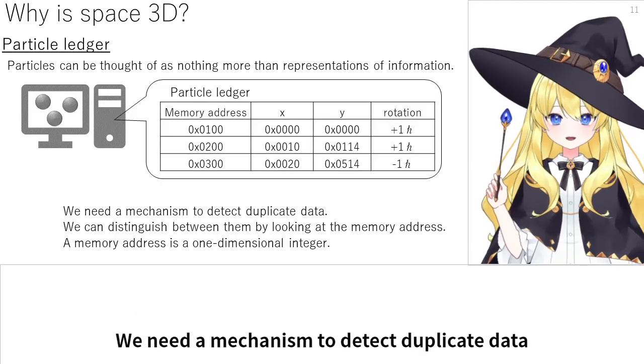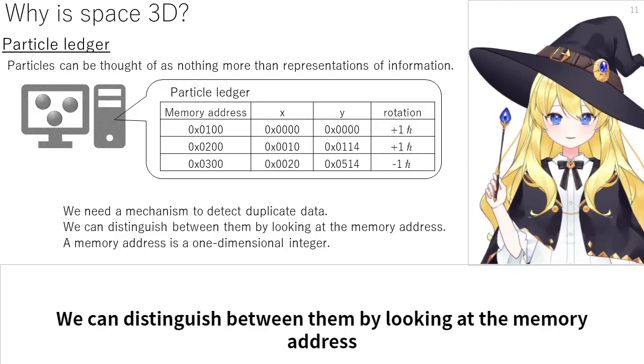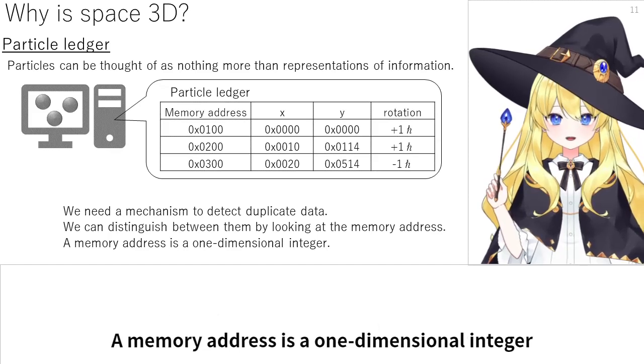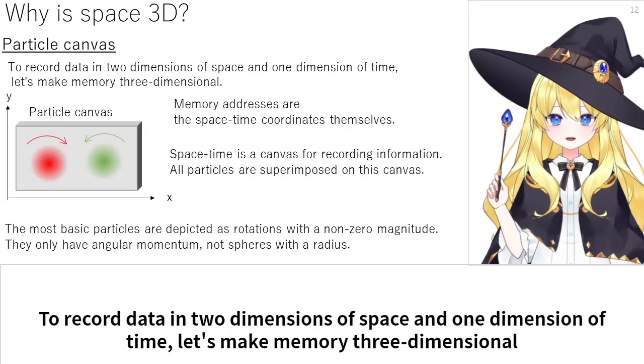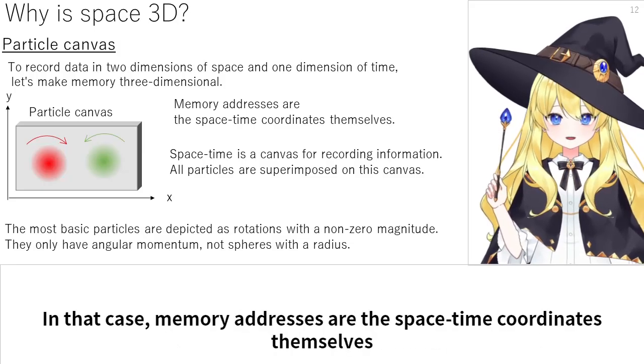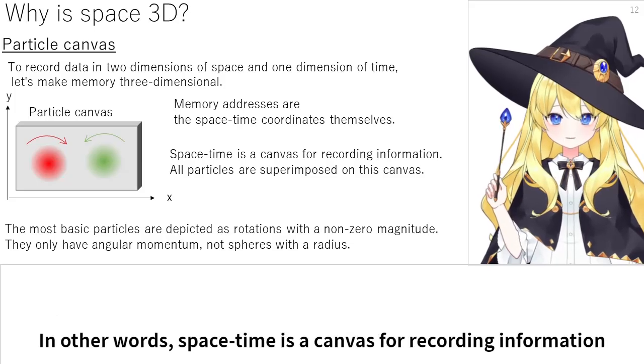We need a mechanism to detect duplicate data. We can distinguish between them by looking at the memory address. A memory address is a one-dimensional integer. To record data in 2 dimensions of space and 1 dimension of time, let's make memory 3-dimensional. In that case, memory addresses are the space-time coordinates themselves. In other words, space-time is a canvas for recording information.